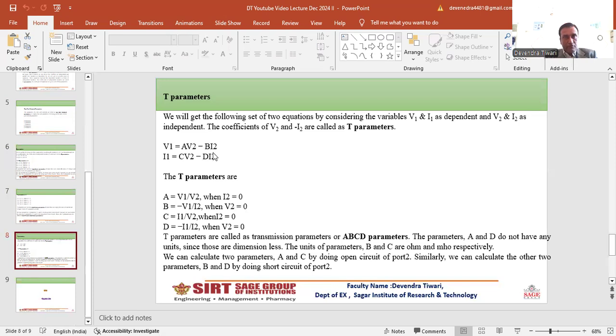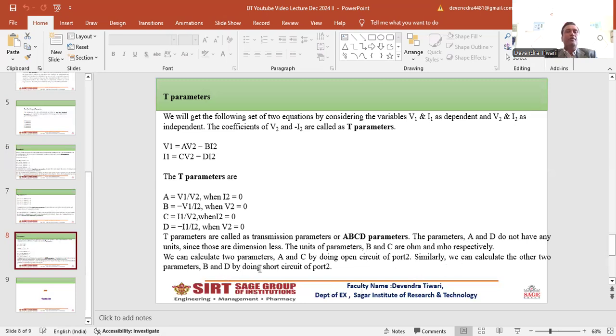First, if we keep I2 as 0, then we will get V1 over V2 and I1 over V2, that means A and C. And if we keep V2 as 0, then we will get minus V1 over I2 equals B and minus I1 over I2 equals D, which is given here simply. So these transmission parameters are also known as ABCD parameters. The parameters A and D do not have any units since they are dimensionless. The units of parameters B and C are ohm and mho, that means ohm inverse, respectively.